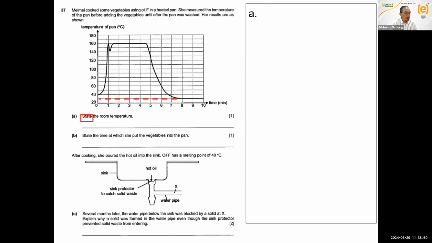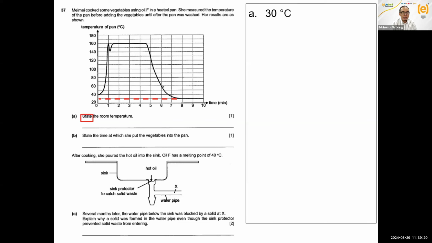Many of you put 20. Some of you put 40. Some of you put 25. Some of you put 0, 28. Okay. The answer is 30 degrees Celsius. Okay, why?